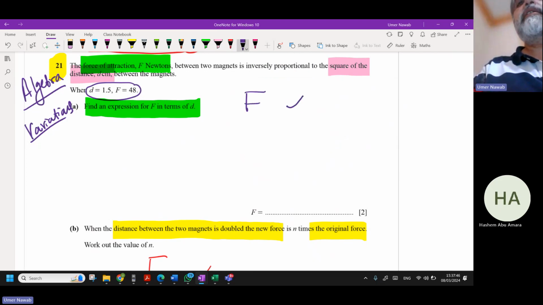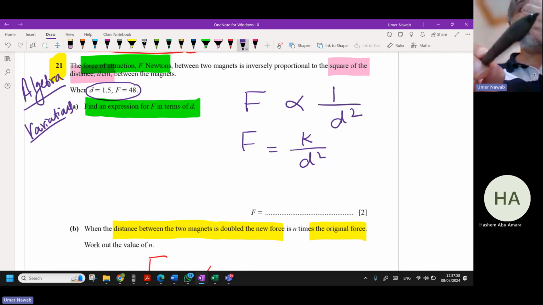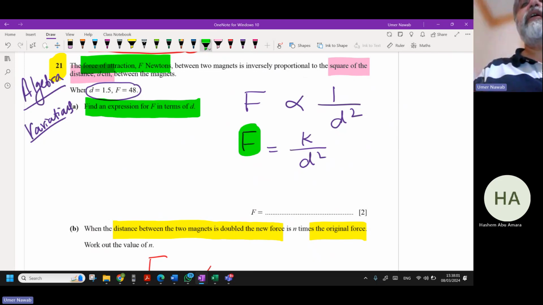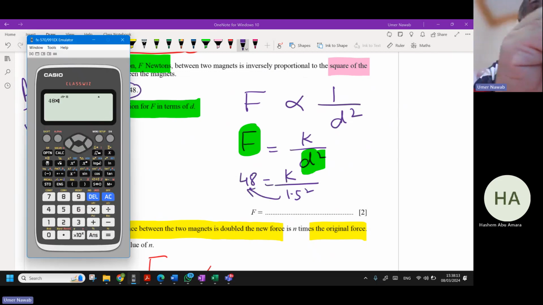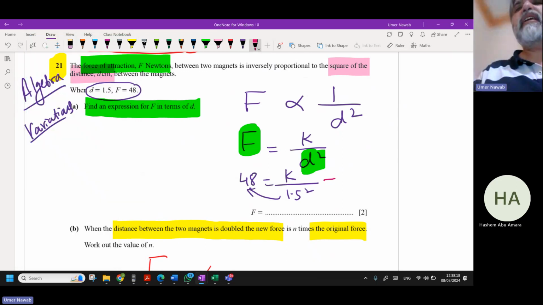So force is inversely proportional to the square of the distance. Maybe this mistake is a blessing from Allah. Maybe you guys will learn more from that. F is equals to K over D squared. Got it? So I'm going to substitute F here and D here. So F is 48 and D is 1.5, squared. So do the cross multiplication, guys. 48 multiplied by 1.5 squared. It gave me 108. I'm happy that the K value is coming as a whole number.